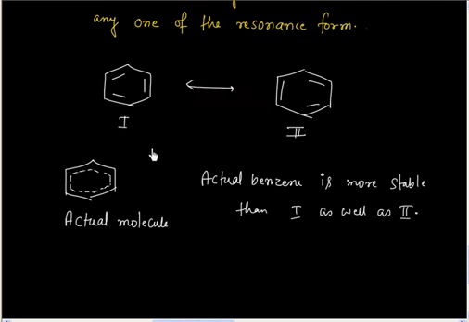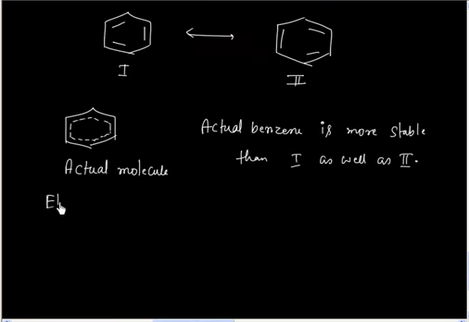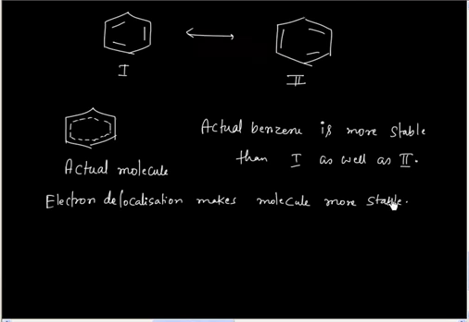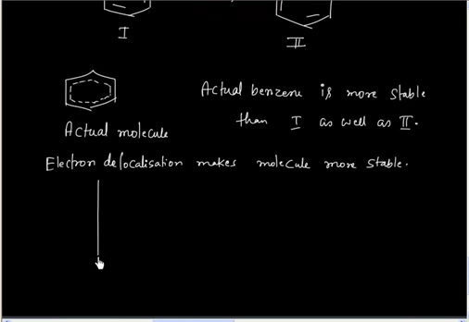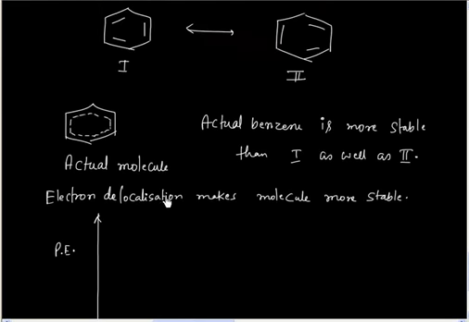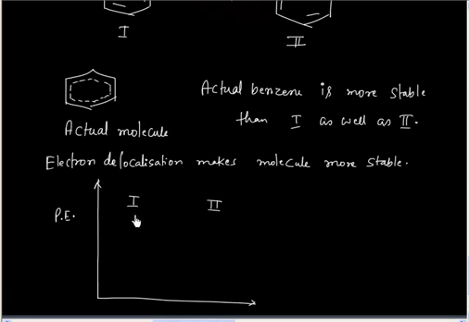This is due to electron delocalization. When we have resonating structures, electrons delocalize and electron delocalization makes the molecule more stable. We can make the potential energy diagram for this case. So resonating forms 1 and 2 will have equal energy. Equivalent resonating structures. The actual molecule will have less energy. So this is more stable. And this energy is defined as resonance energy.